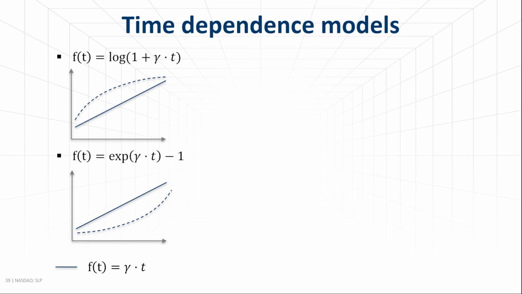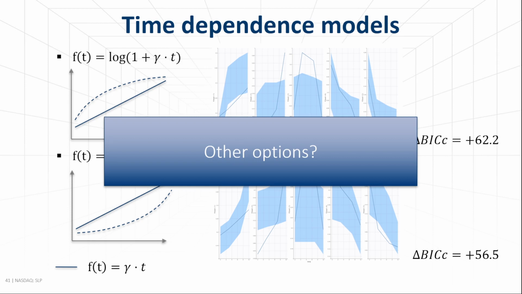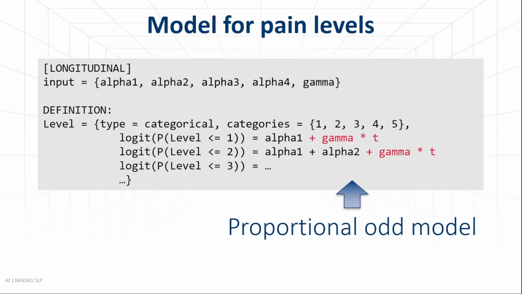They give opposite behavior for low and high times. The VPC plot with these models are not better, and the BIC criteria increased compared to the linear model. So what are the other options that we have? You have to remember that any model is based on certain assumptions which may not hold. In this case, a strong assumption is the proportional odds model.